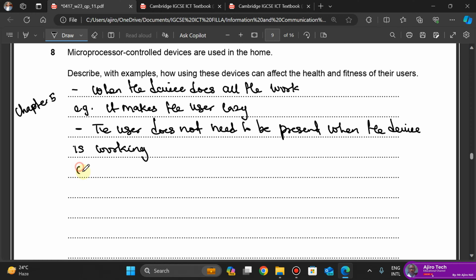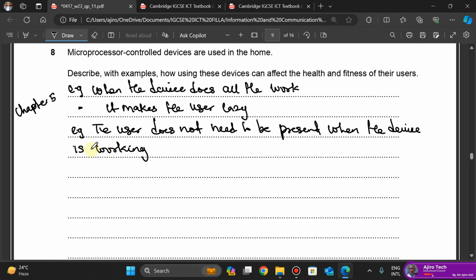Okay, so what's the example here? Describe with examples. So when the device does all the work, this is the example here with points, and this is where it gets to affect them. Okay, example here. So let's look at this.